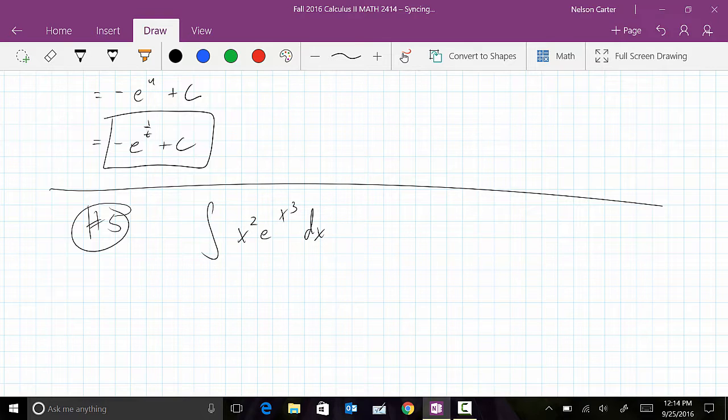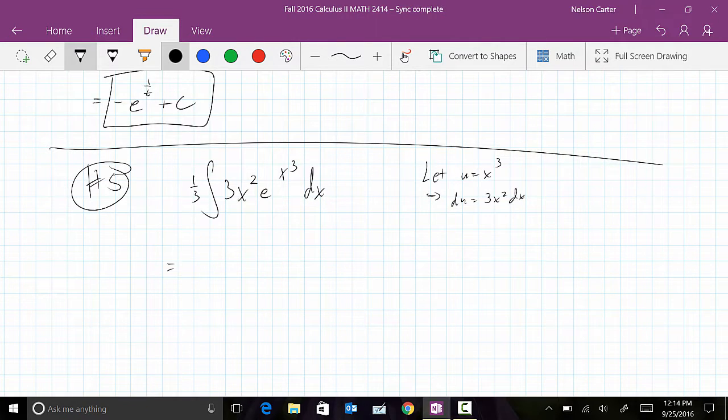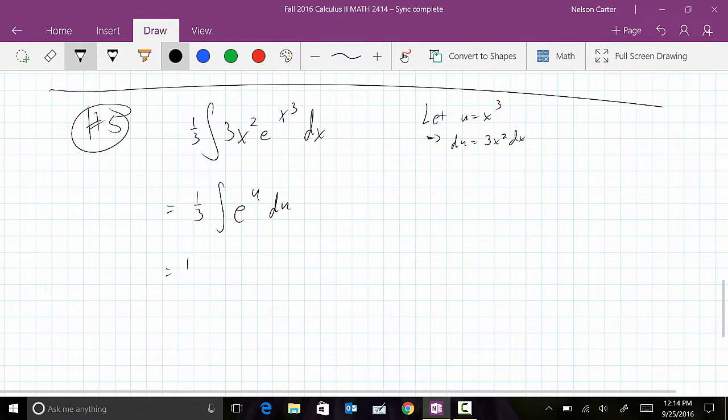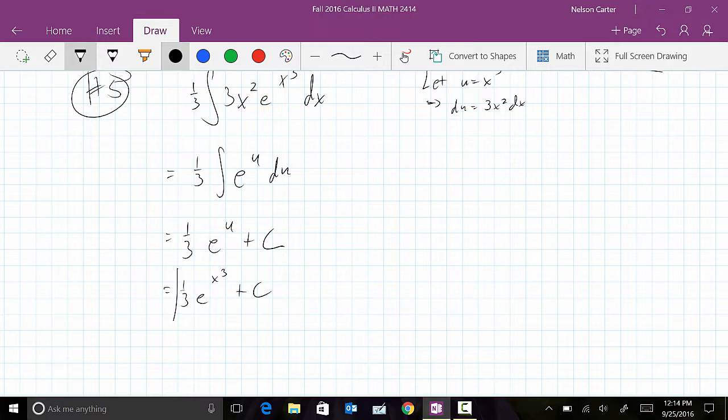So what we're going to do is let u equal x cubed. That would mean that du is 3x squared dx. Okay, so now we need to put a 3 here and then a 1/3 there, and then this whole thing becomes 1/3 times the integral of e to power u du. Okay, and so now this is 1/3 e to power u plus a constant, but what was u? It was x cubed, so this is 1/3 e to power x cubed plus a constant, and we're done.